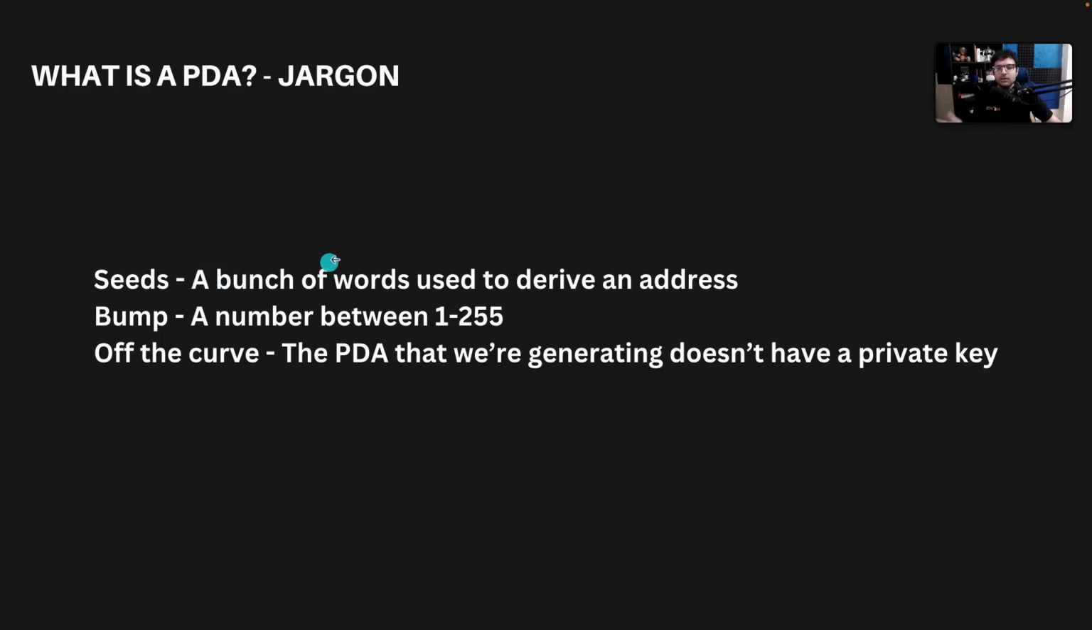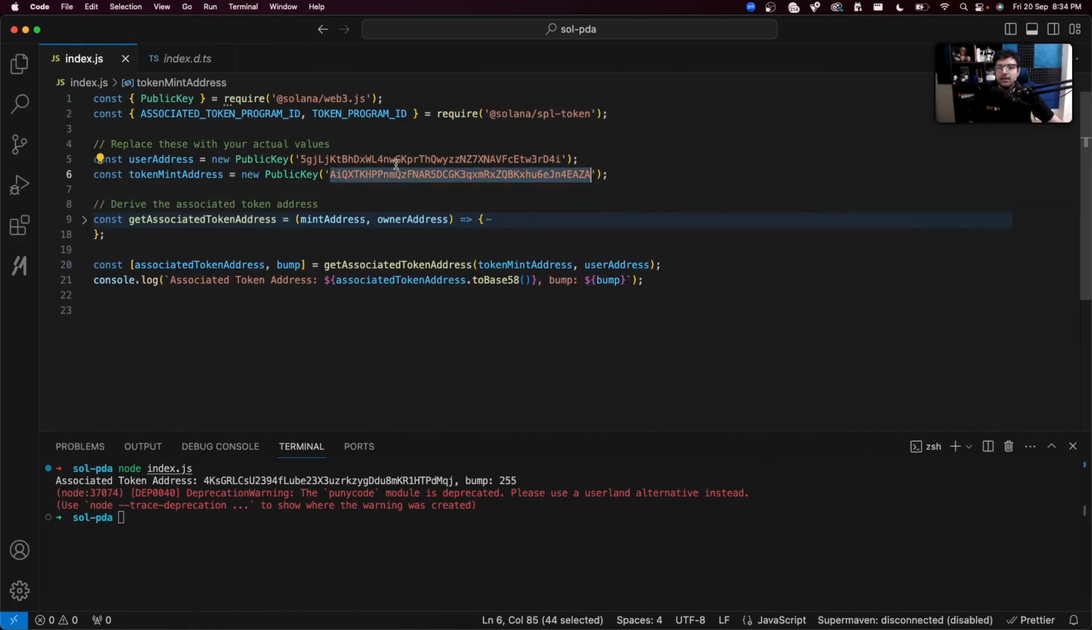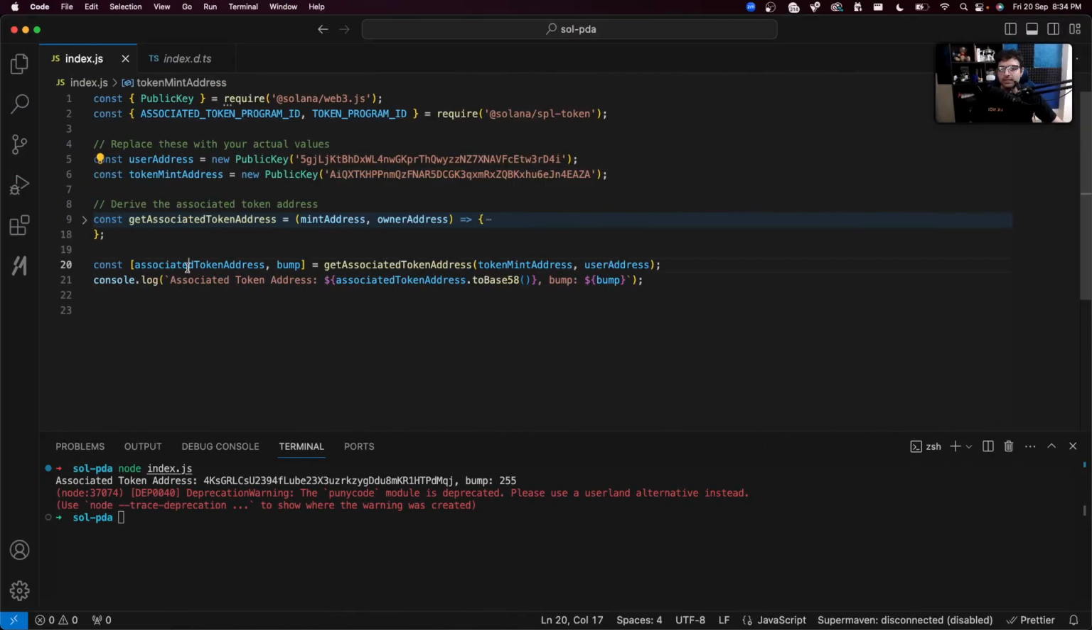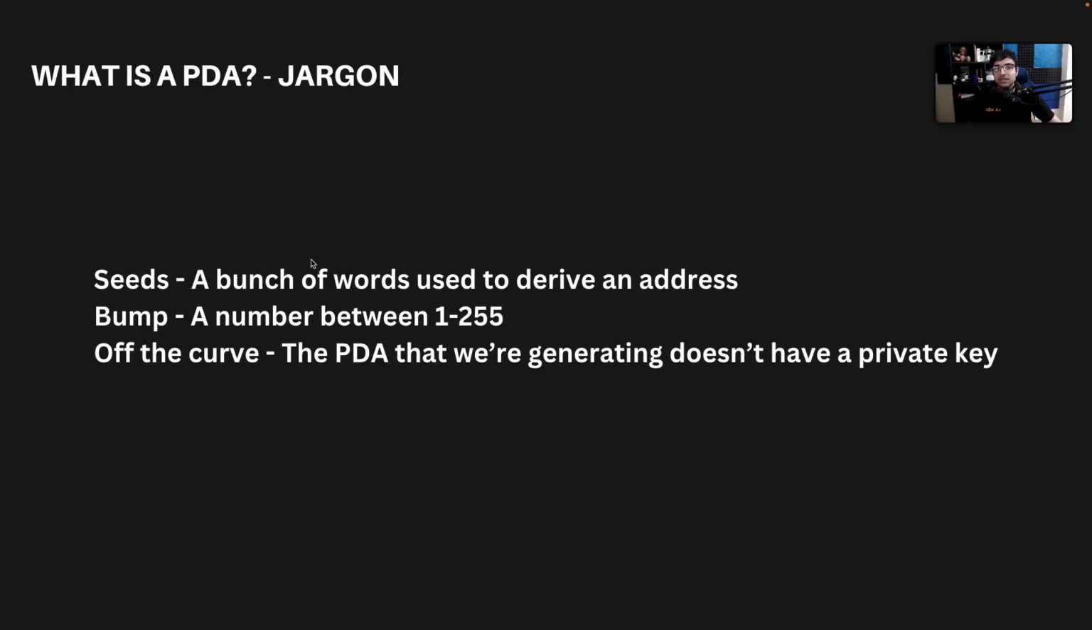Seeds: a bunch of inputs, a bunch of words used to derive an address. In our case, those words were this public key and this public key. So a bunch of words that are used to derive an address are what are called seeds. Bump, we'll come to bump when we reach the code finally. As you can see, this function returned me 2 things: associated token account and a bump. We will learn what this bump is very soon. And it's a very interesting concept.